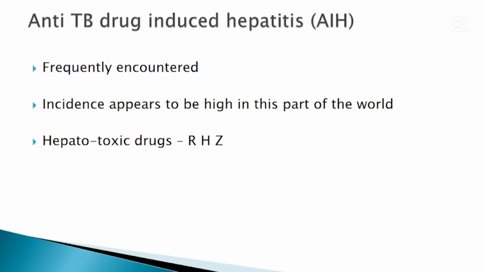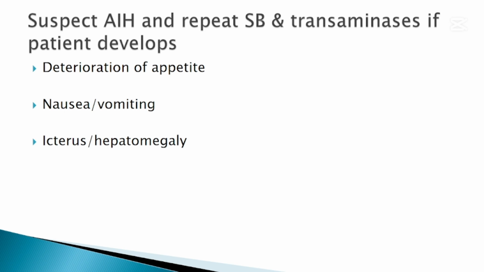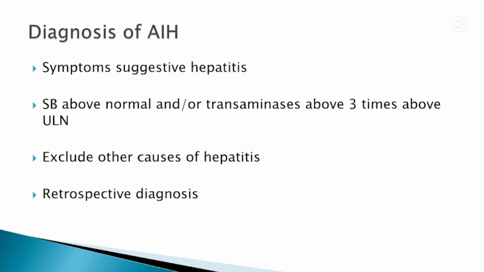So a little more into ATT-induced hepatitis, because this is one of the commonly encountered side effects which you will see. This is frequently encountered. Incidence appears to be high in this part of the world, and this could be due to hepatotoxic drugs, as you already know. You have to suspect and do liver function if the patient has deteriorating appetite, icterus, hepatomegaly, nausea, vomiting. So diagnosis is with the liver functions. If the serum bilirubin level is above normal range or transaminases above 3 times upper limit of normal, you have to stop anti-TB, because this could be due to ATT-induced hepatitis. However, it is important to exclude other causes of hepatitis. So this is a retrospective diagnosis.